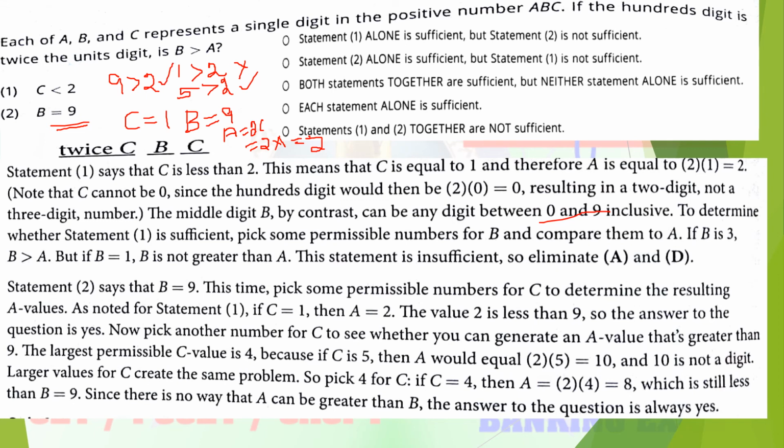So the second statement alone is not possible, and the first statement alone also is not possible. If you club them together, then it is possible. So which option is correct? Option C is correct, not B. Option C is correct.